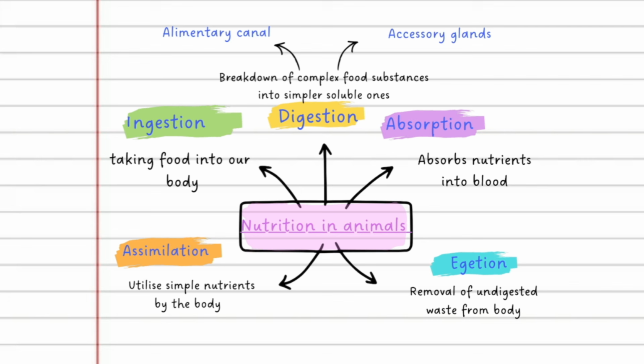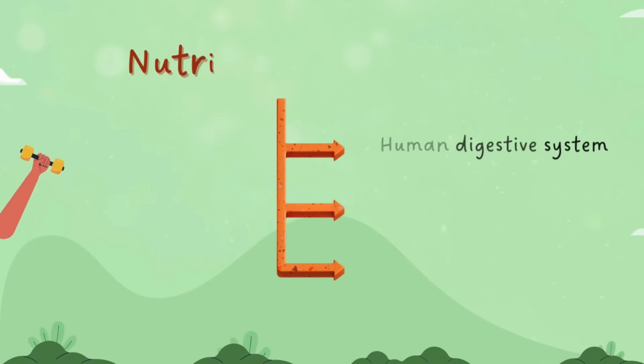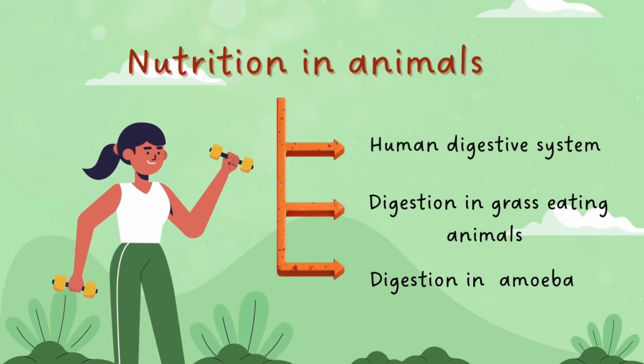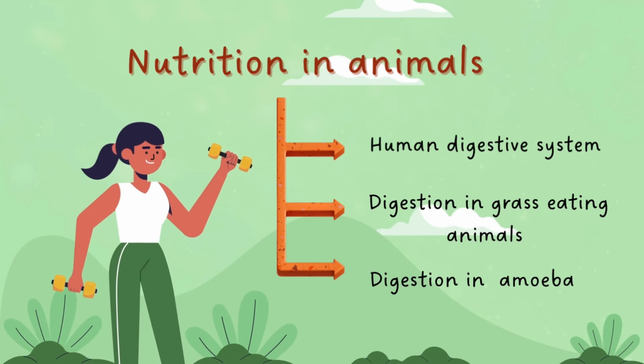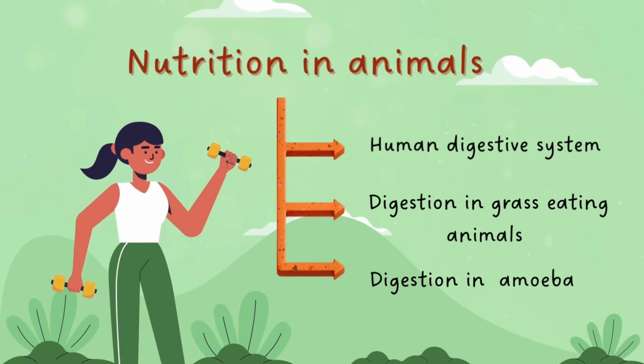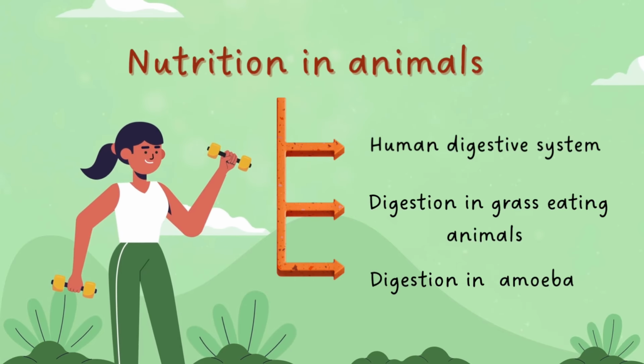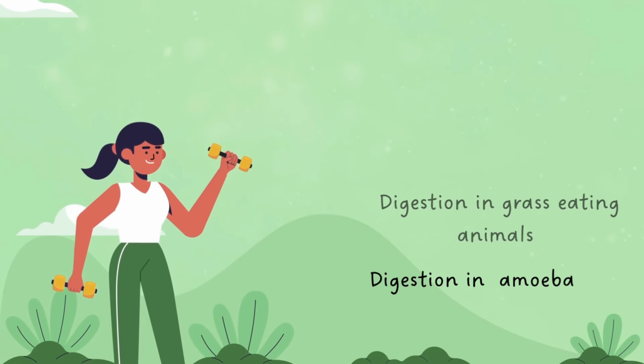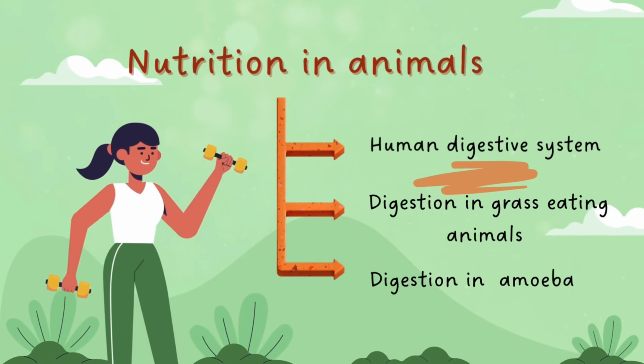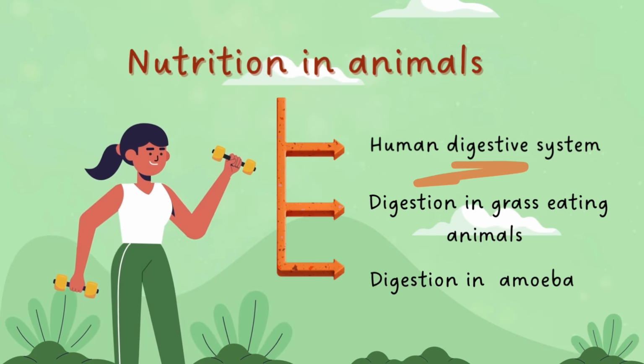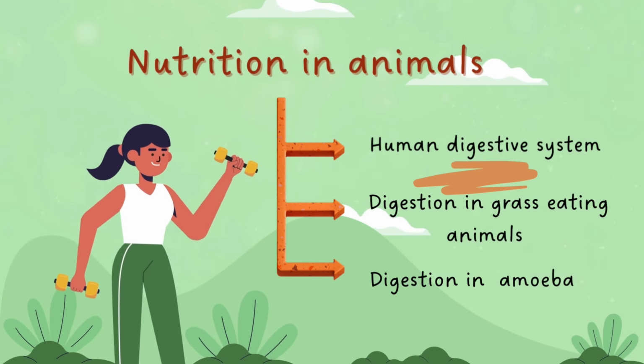So in today's class, I have come up with a mind map of class 7, nutrition in animals. I have already discussed this topic in our previous class in detail. If you want that video link, then check out my description box. Now in this chapter, we have 3 main topics: human digestive system, digestion in ruminants, and digestion in unicellular organisms or amoeba. But in today's class, we will only cover the human digestive system. The rest we will discuss in our next class. So this is part 1 of this mind map. So let's dive into the topic.